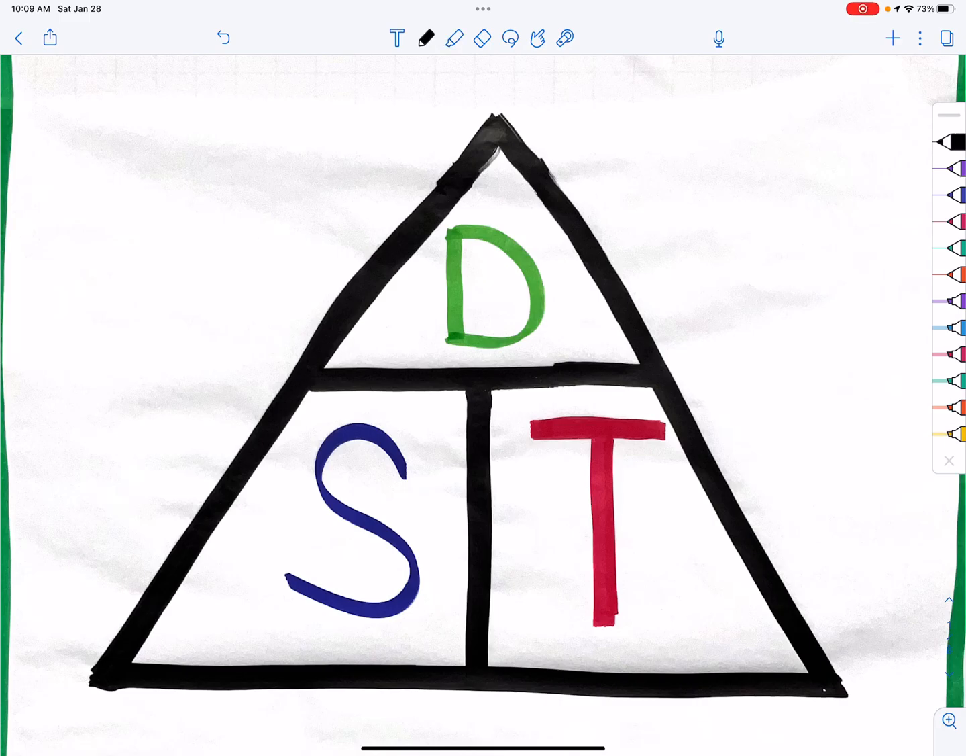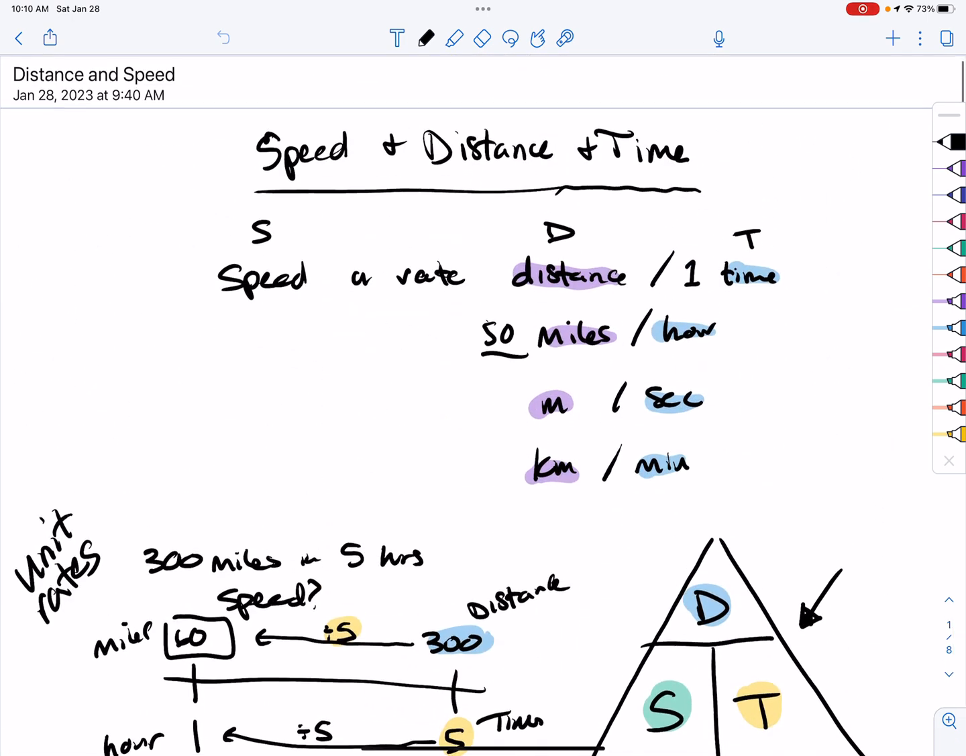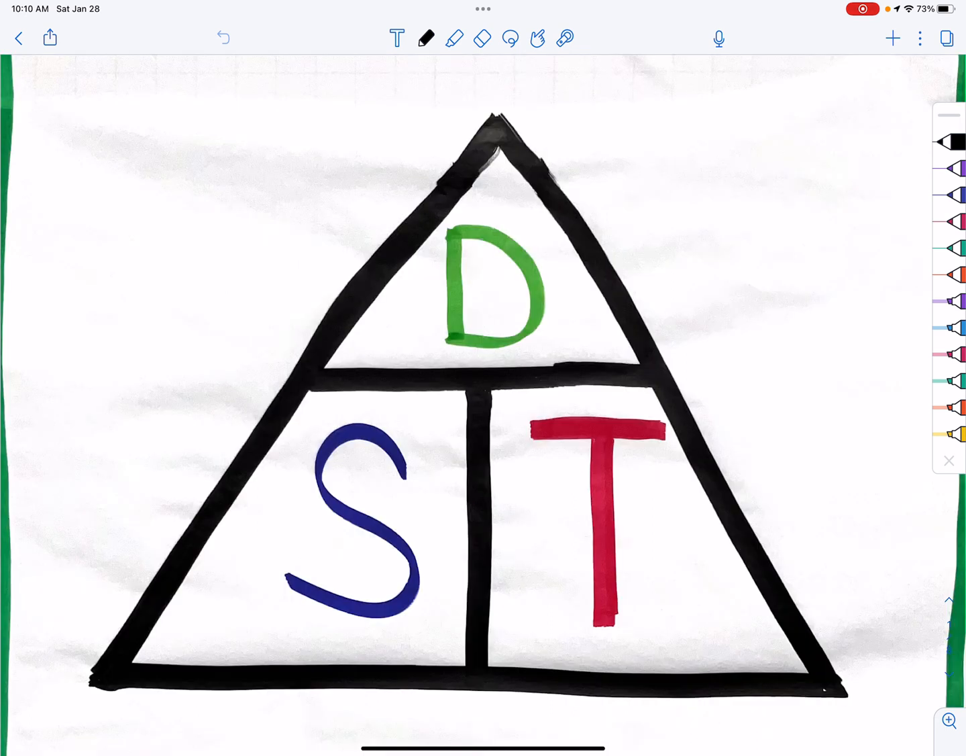Welcome to the continuation of rates and speed and unit rates and real-world problems involving distance, time, and speed. If you have not watched the video before this, where we talked about distance and speed and how we calculate those, I would strongly recommend going back and finding it. If you already have, then great, let's jump into it.